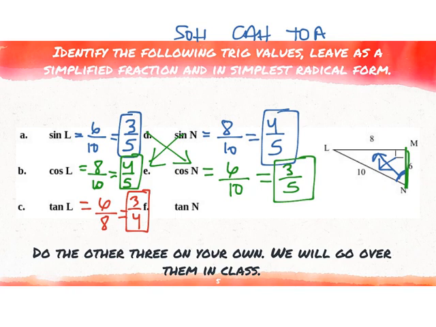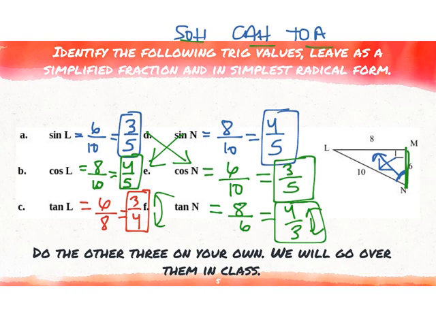And then we have our tangent, which is still the opposite over the adjacent from this angle N, so we have 8/6, which then gets us 4/3. You can see that that just rotated like this. So that's how you have to make sure that you are referencing the correct angle and using our trig ratios here in order to do those. So go ahead and do the other 3 on your own, and we'll go over those in class as well.